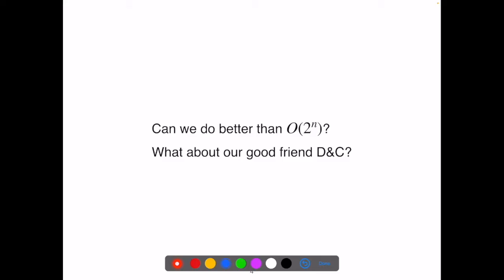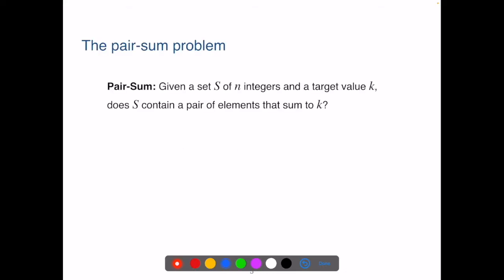With that baseline, now we ask, can we do better than exponential when we know we cannot get to polynomial? What about using our good old friend divide and conquer strategy? Before we attempt to design a divide and conquer algorithm for subset sum, we need to set the stage and solve a much simpler and related problem first. This problem is the pair sum problem. Given a set S of n integers and a target value k, does S contain a pair of elements that sum to k?